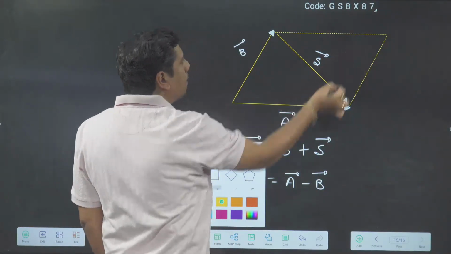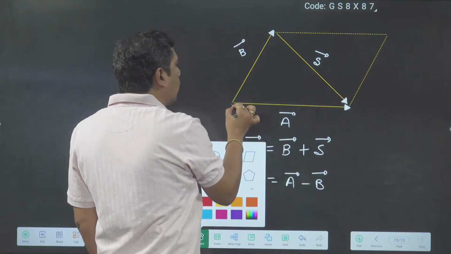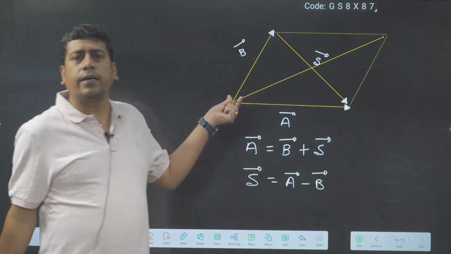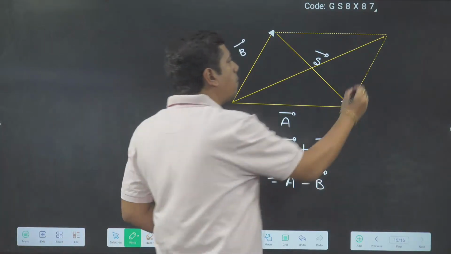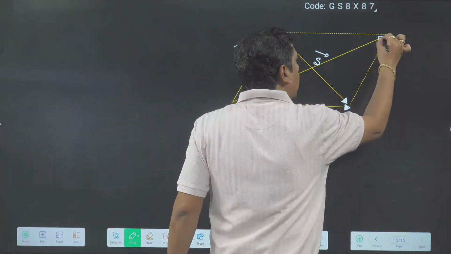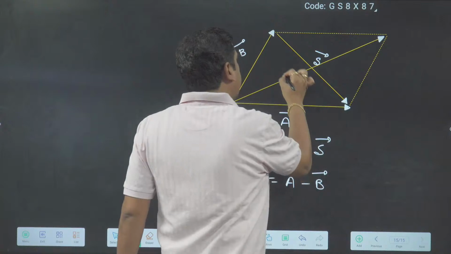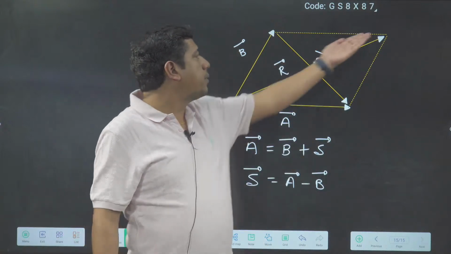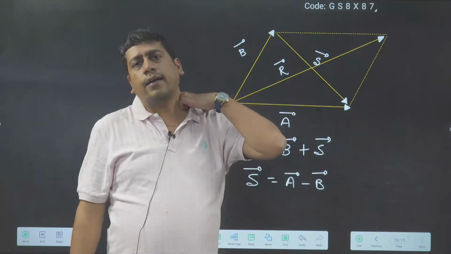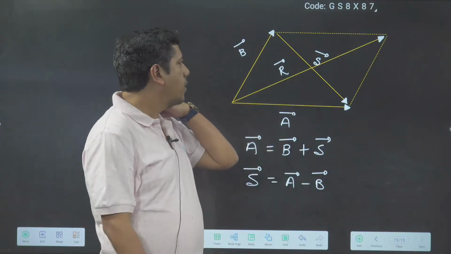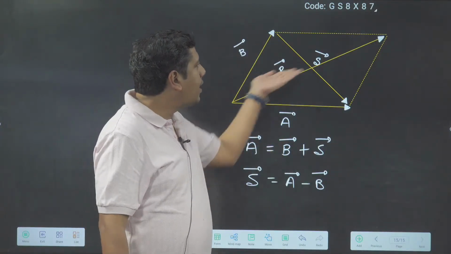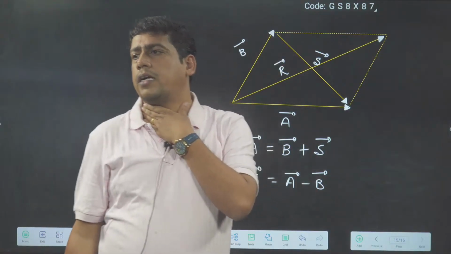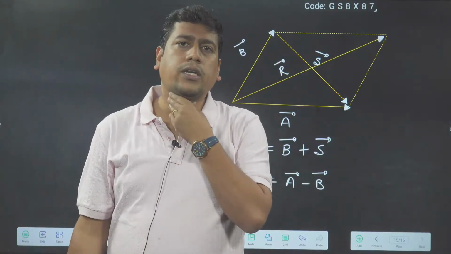I told you this is a parallelogram. I told you the vector which is emerging from the common tail is the resultant vector, correct? Then one diagonal is the resultant vector, and the other diagonal is the subtraction vector. This is what I was trying to say.